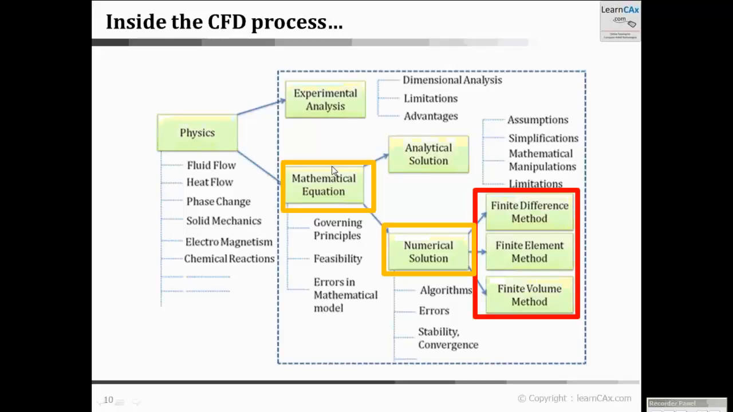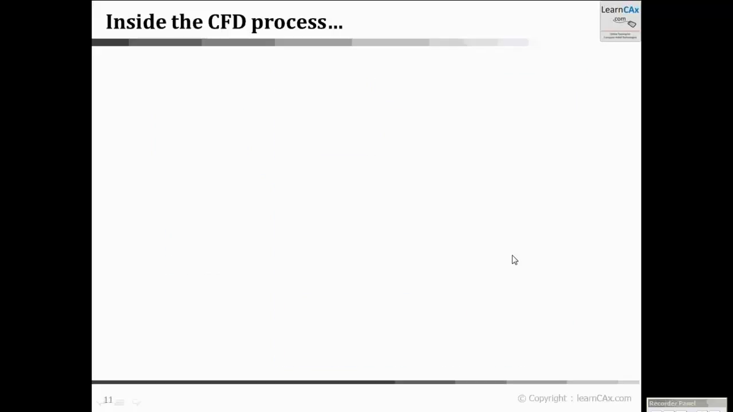So when we say CFD, what we mean is we solve the physics using mathematical equations which are converted into algorithms by using numerical techniques, and various different algorithms or models are used in order to simulate that particular physics. This is the path which CFD follows. That is, physics is converted into mathematical equations which are converted into numerical equations, and those are solved by using different algorithms. The software that is commercially available uses either the finite difference method, the finite element method, or the finite volume method. This is the path followed by any CFD software or any CFD code.